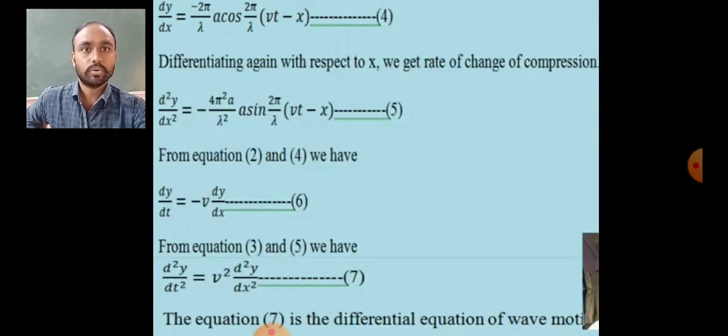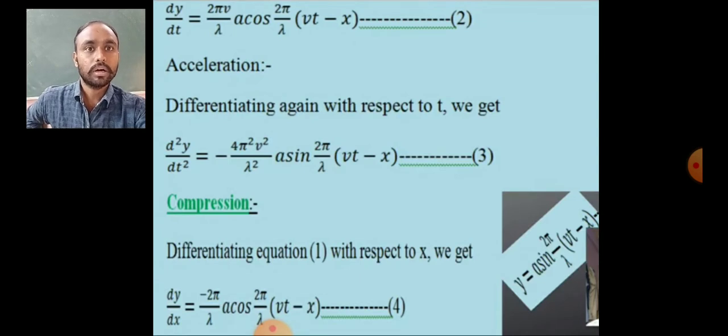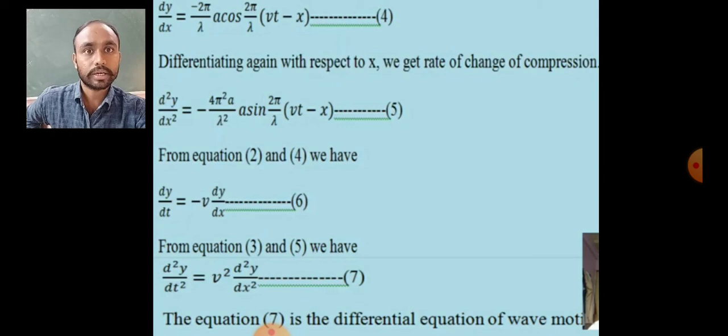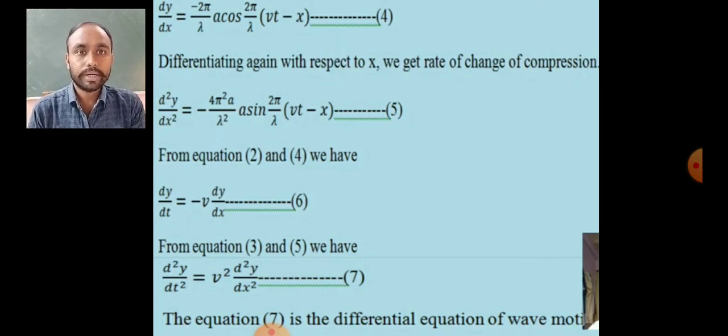What is equation 4? dy by dx. What is equation 2? dy by dt is equal to, now if we keep this v aside, the remaining is dy by dx from equation 4, and here it was a negative sign, therefore the negative, keep v aside. So, from equations 2 and 4, finally what we get is dy by dt is equal to minus v dy by dx.